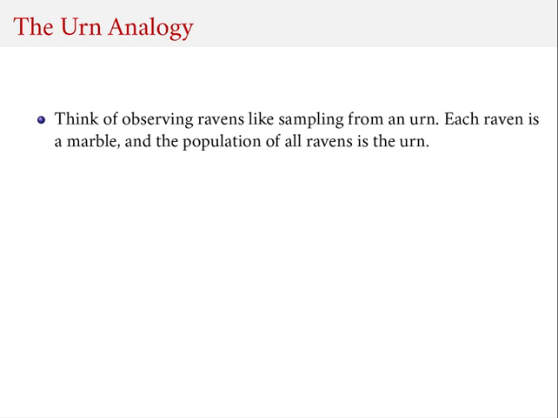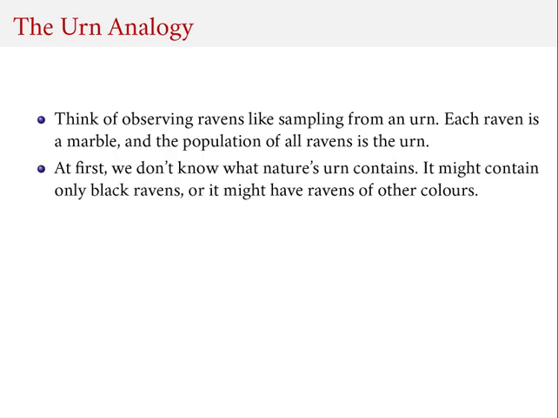In order to intuitively get a grasp on what we're going to do, you have to think of observing ravens like sampling from an urn. Each raven you see is like a marble, and the population of all ravens in the world is the urn. So when we're making observations, we're sampling from nature's urn. At first, as researchers, we don't know what nature's urn contains. We don't know what the true proportion of different colors of ravens is. Nature might contain only black ravens in its urn, or it might have ravens of other colors. So before we make any observations, we don't really know what the true composition of nature's urn is, so to speak.